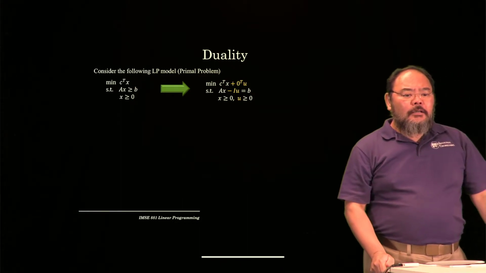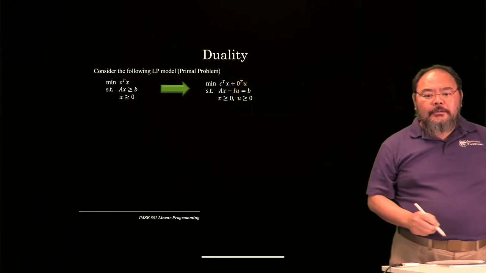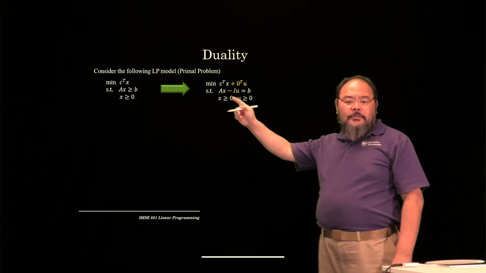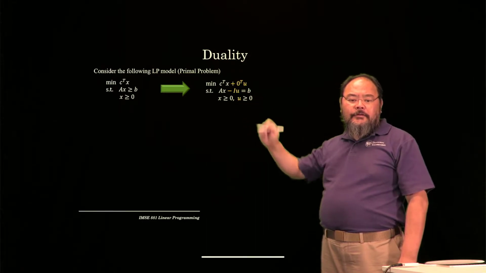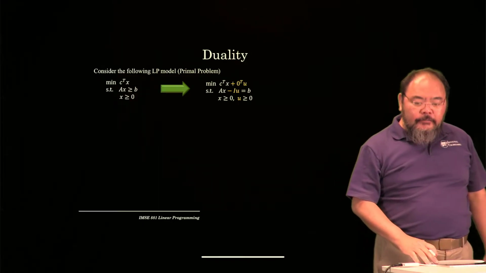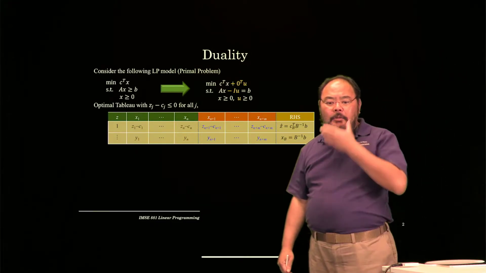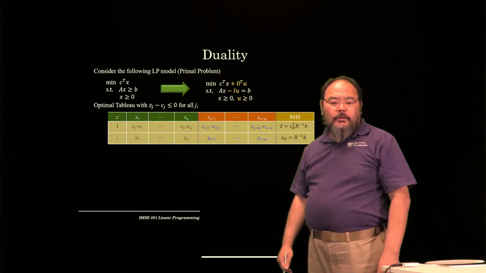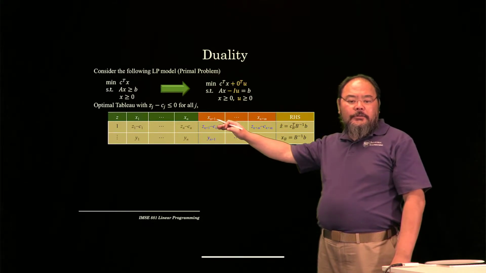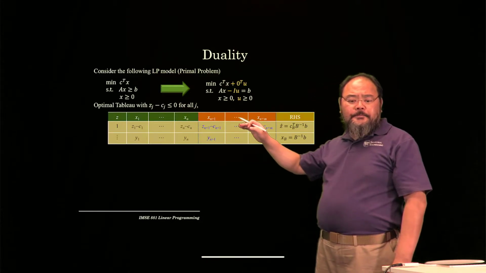Since we have the greater than or equal to constraint, we add a so-called surplus variable, with a negative sign. The corresponding cost coefficient will be 0, and the surplus variable will be non-negative as well. Look at our simplex tableau at the optimal solution, with all the zj minus cj, which is row 0, less than or equal to 0, either a negative number or 0 for the corresponding columns.